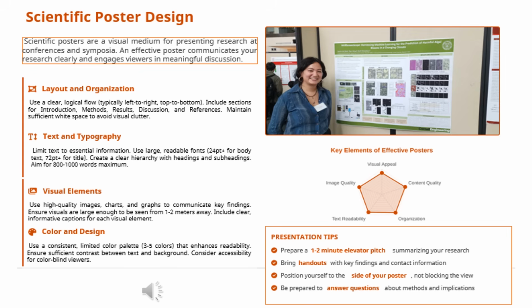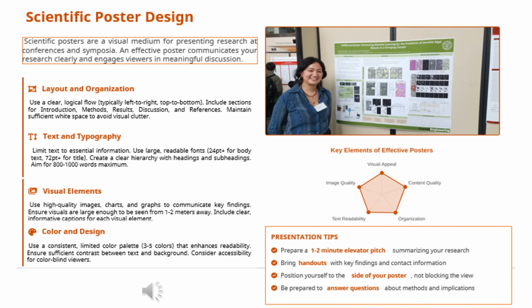Then secondly, we have the text and typography. The text and typography needs to be legible from a distance. So choose clear fonts and appropriate sizes. Limit text to essential information. Use large readable fonts. For instance, you could use 24 point plus for body text, then 72 point plus for title. Create a clear hierarchy with headings and subheadings, and always aim for between 800 to 1000 words maximum.